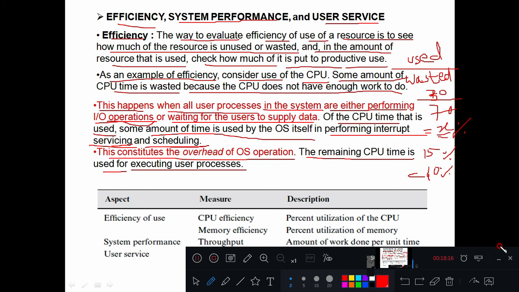So for today's class, on efficiency, we will stop the class at this point. We will discuss the other two aspects, that is system performance and user service, in the next class. Okay, thank you.